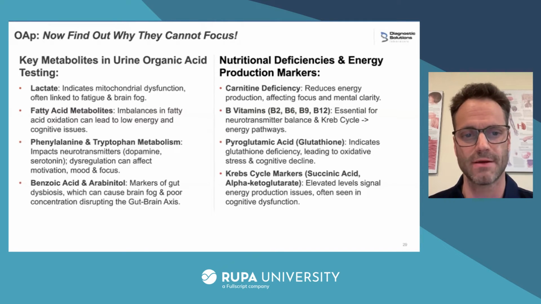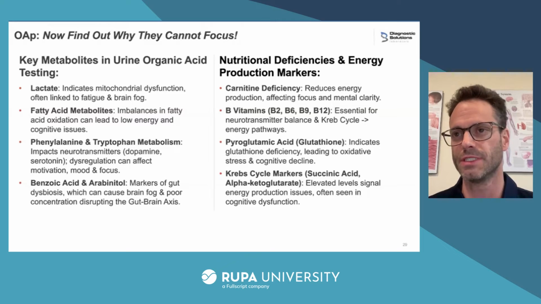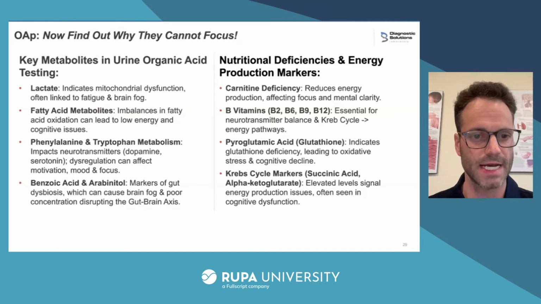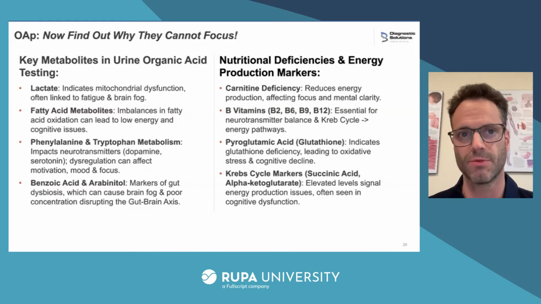So fatty acid metabolites: imbalances in fatty acid oxidation can lead to low energy. Phenylalanine and tryptophan metabolism, so that's the dopamine and serotonin pathway, and dysregulation there can really mess up people's mood and sleep and all kinds of things. Benzoic acid and arabinol are markers of gut dysbiosis. Benzoic acid is also a preservative.